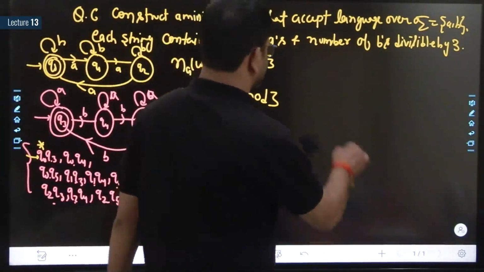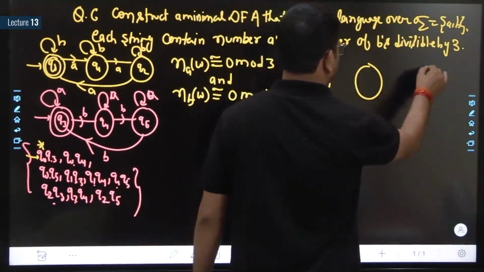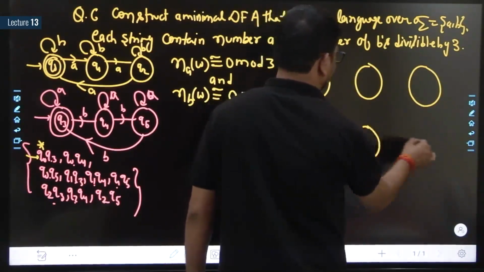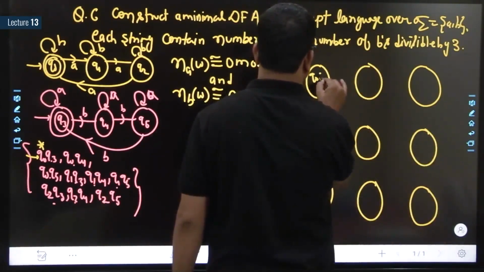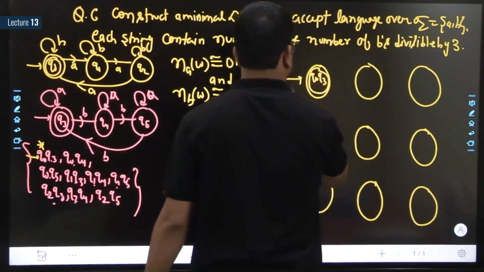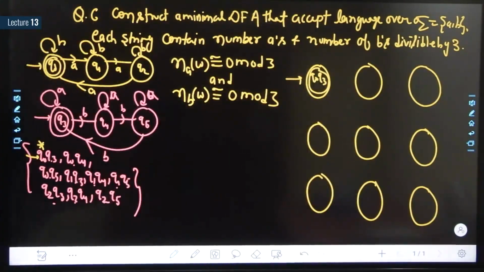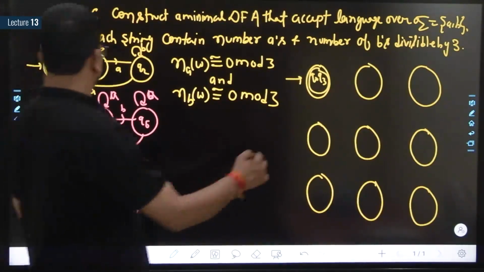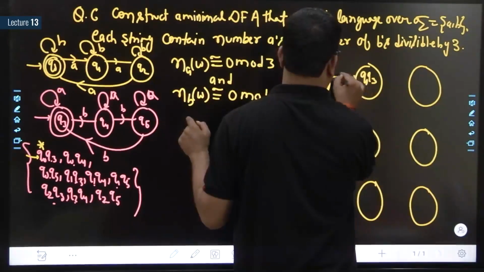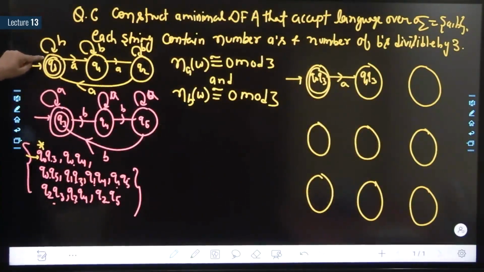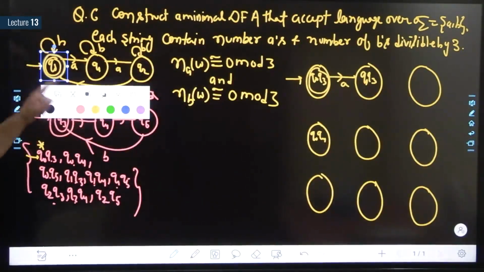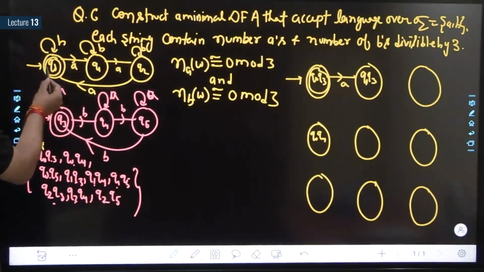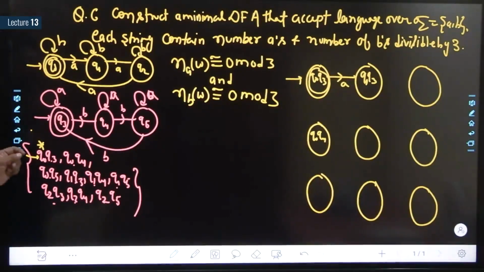Now, make the DFA for this. How many states? 9. This is Q0Q3, which is initial and final. What are the transitions on Q0Q3? Q0 on A goes to Q1, Q3 on A stays Q3, so Q0Q3 on A goes to Q1Q3. On B, Q0 stays Q0, Q3 on B goes to Q4, so Q0Q3 on B goes to Q0Q4. Clear?